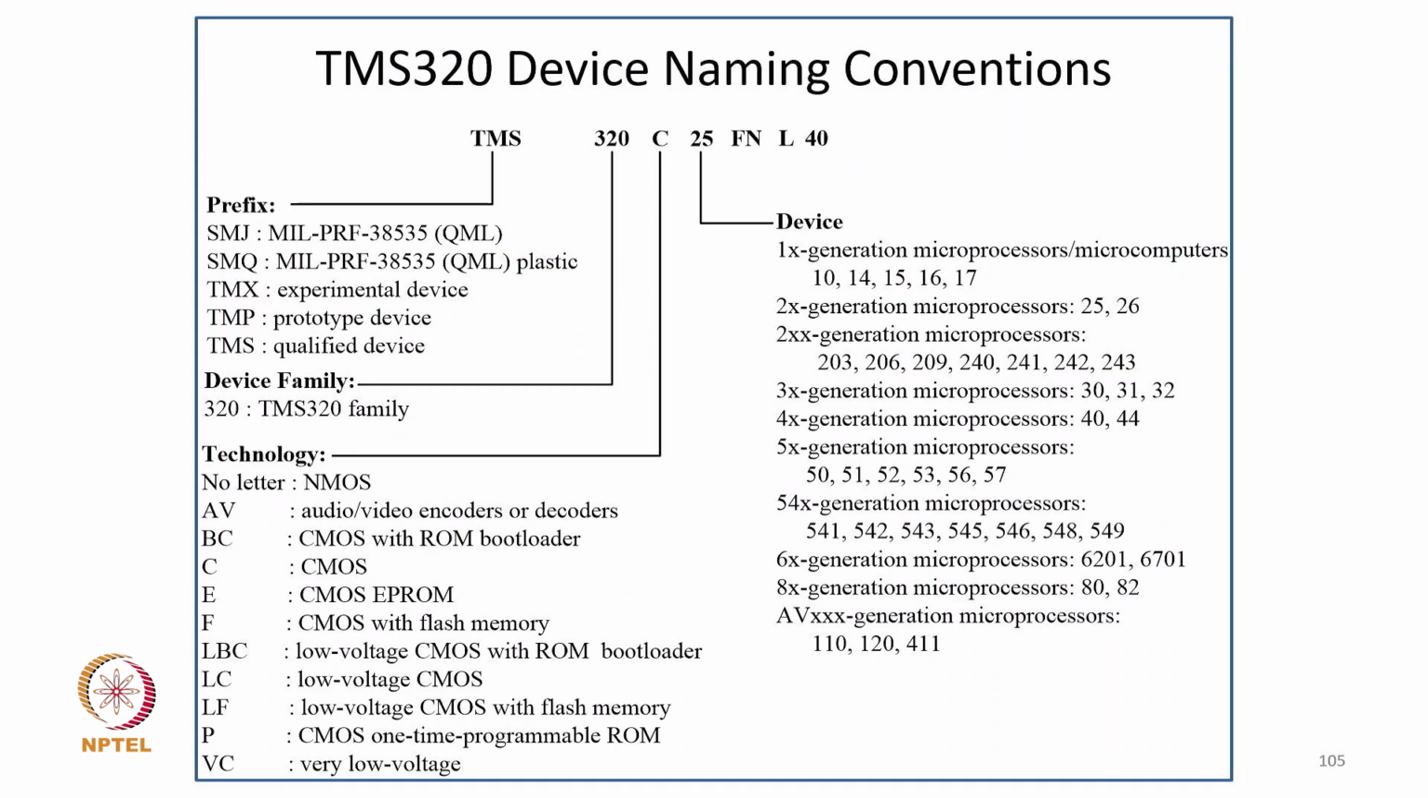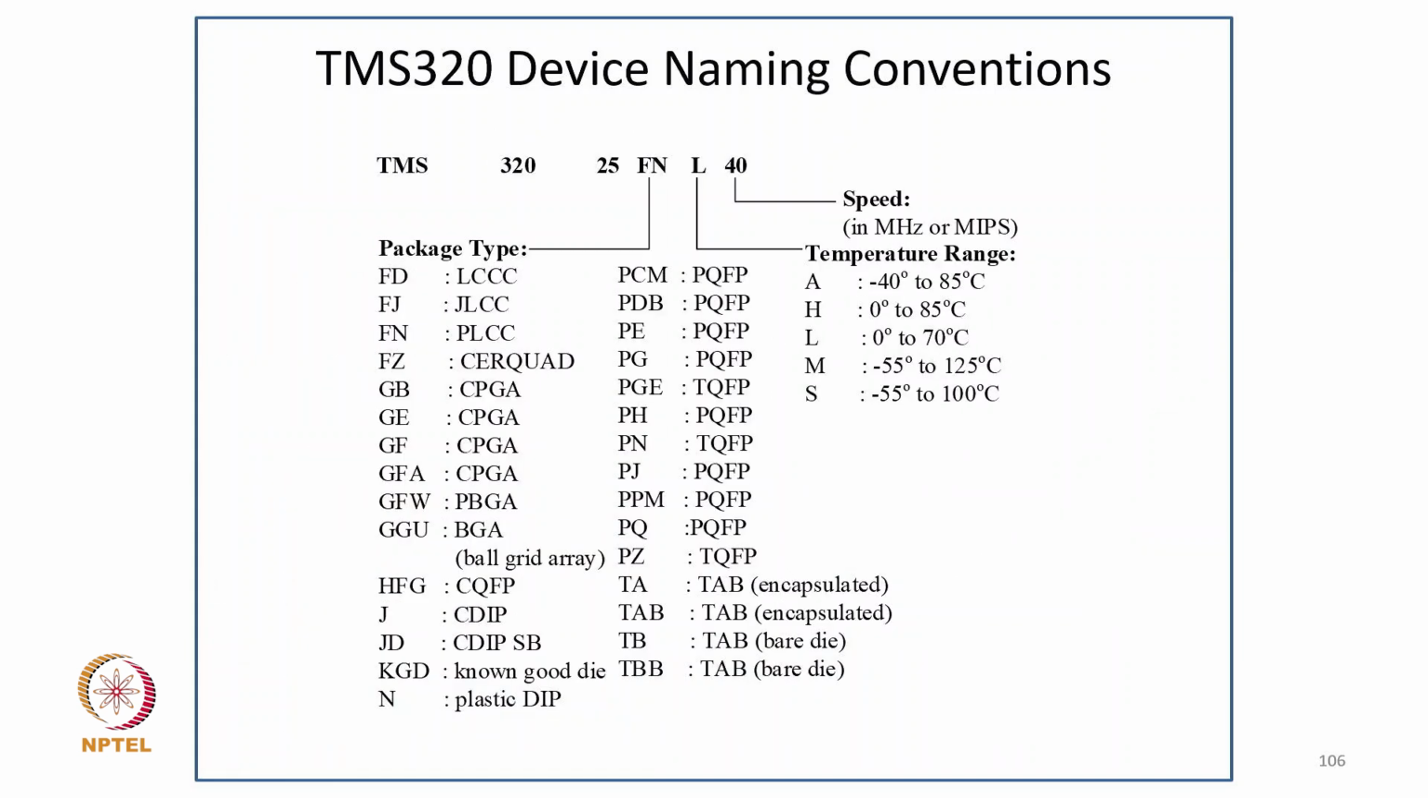So a typical example of the 320 device naming convention: TMS320 is the device family name, and the prefix here, TMS, SMJ, all these are defined, and C is for technology, I mean what you do, CMOS technology or any other, and 25 is typically for the generation like 1X also, as you can see here, and then FN, L40, and similarly this is for another FN family.